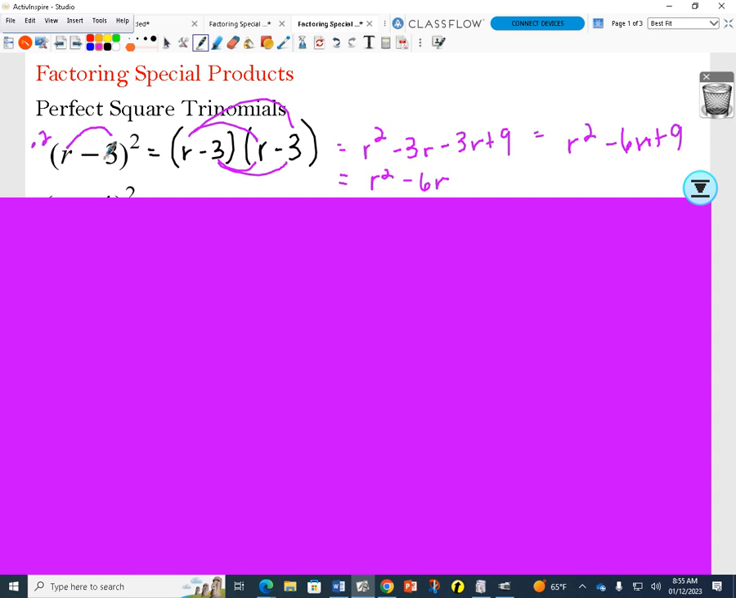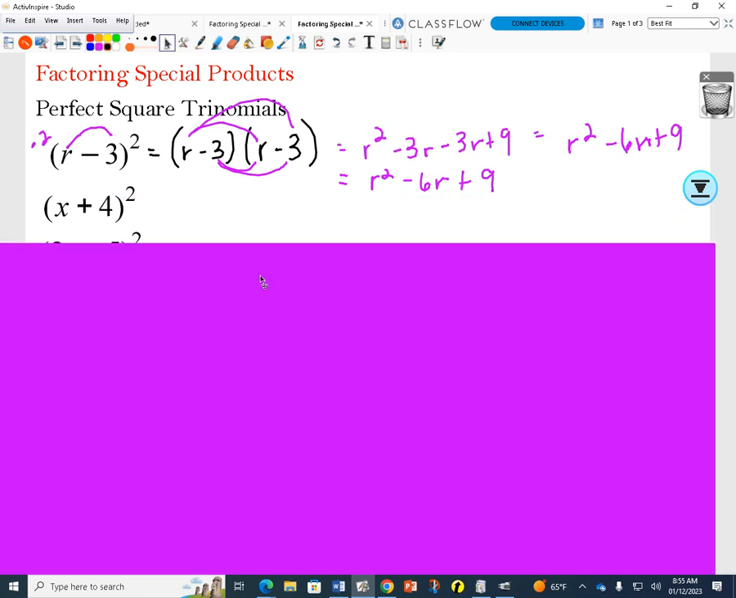Not a whole lot less work, but it is a little less work. Really the most important thing is that you recognize that it is a special product. Sometimes that will help when we're factoring to solve quadratic equations later. Just helps to be able to recognize those. So let's look at another example. Now we're just going to use the shortcut. So x plus 4 squared. We're writing that example in our notes.